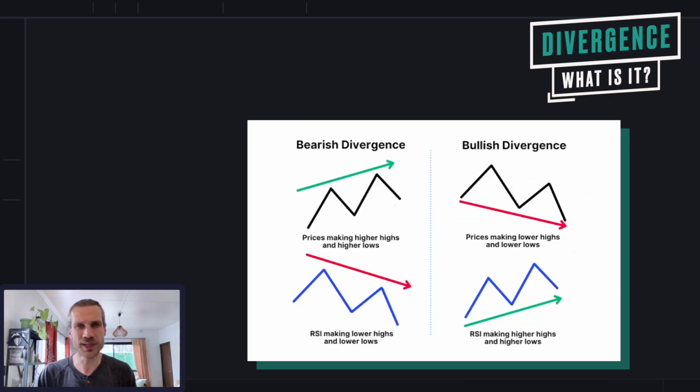There are both bullish and bearish divergences, with bullish divergences having the trend lines drawn underneath the price action and oscillator movements, whereas bearish divergences have the trend lines placed on top. There are also two different types of divergences for each, regular and hidden.